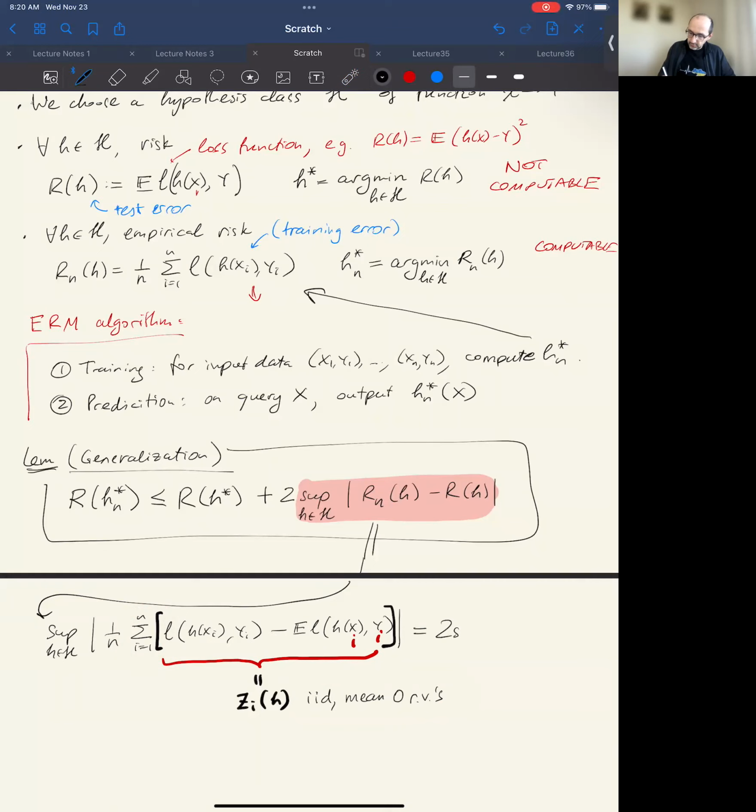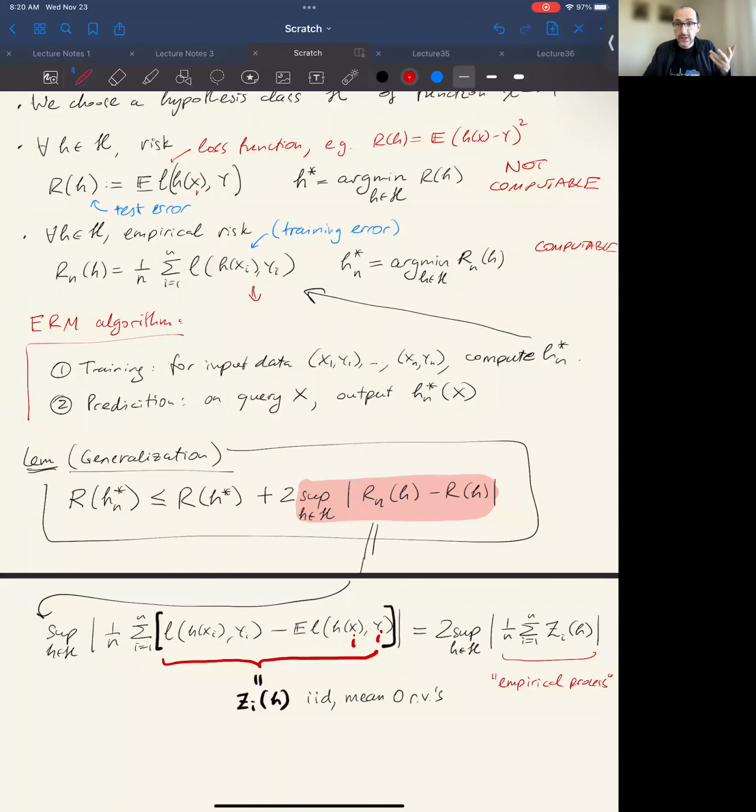So let's write this: 2 times the supremum of 1 over n, the sum of z_i of h. A sum of independent and identically distributed random variables. They're different for each h, and that's why I put the h. And that thing is called the empirical process. It's a stochastic process, meaning that it is a collection of random variables that depends on some parameter h.